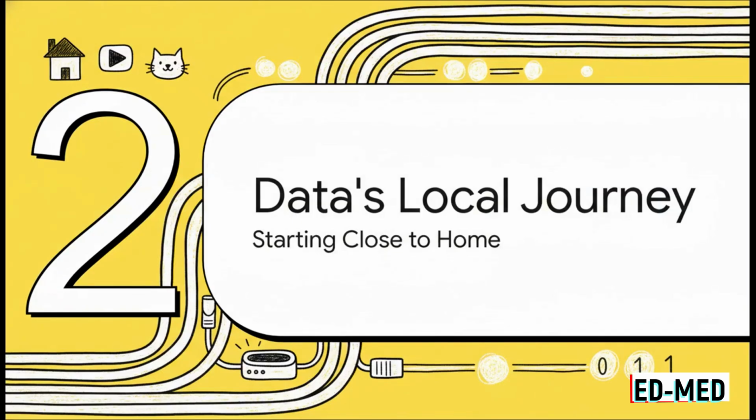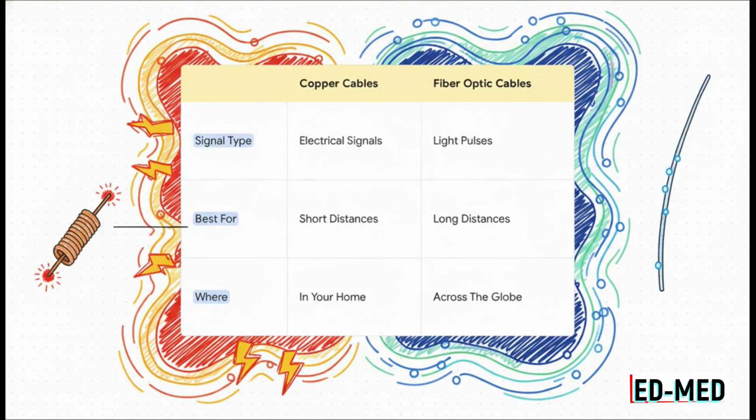All right, our cat video is now just a string of ones and zeros. So where does it go first? Let's trace its path, starting with the cables that are closest to home. Okay, so the data's journey has two main characters. You've got your copper cables and your fiber optic cables. For that first short leg of the trip, say from your house to the street, your data travels as electrical signals through old-school copper wires.